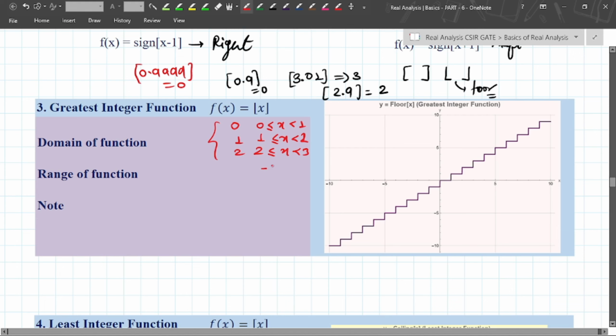And one thing is that for minus 1 to 0, what is the greatest integer here? Which one is the greatest one? So it will be minus 1. It will be minus 1 here.